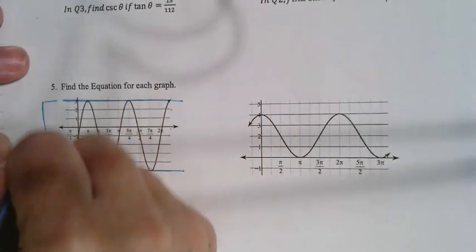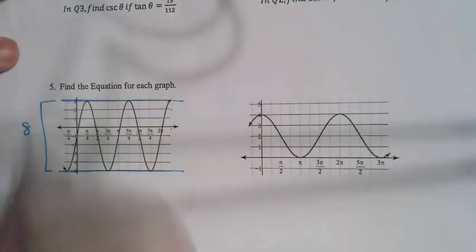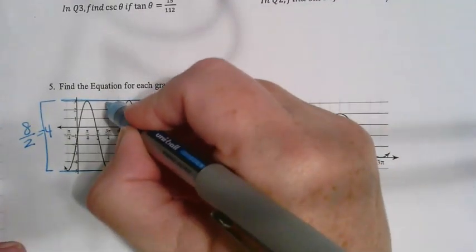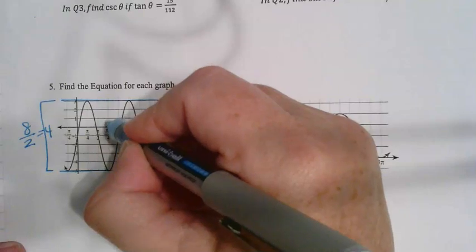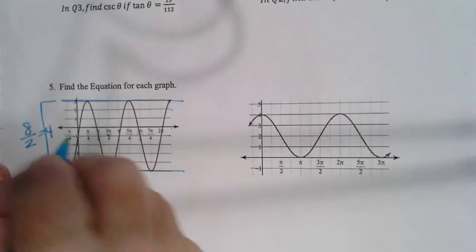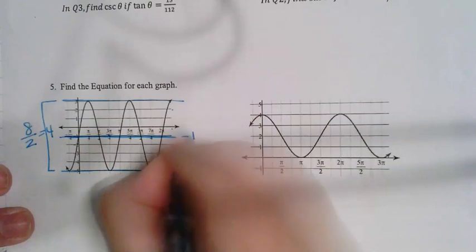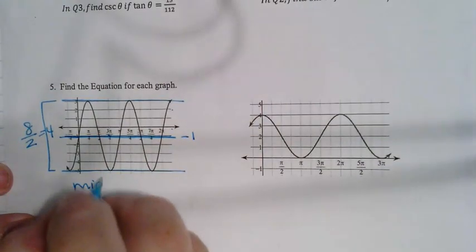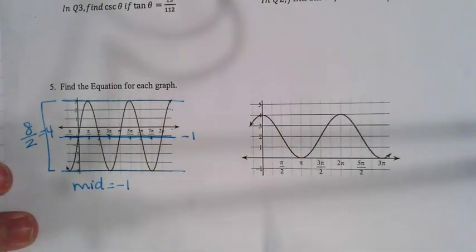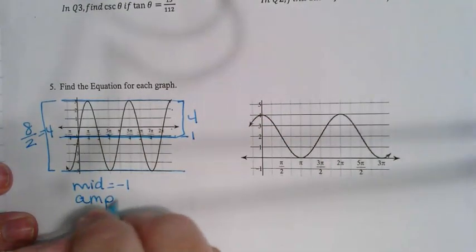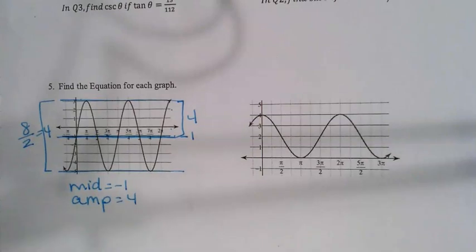So from here to here is 8. And you're going to divide it by 2, and we're going to get 4. So start at the top or bottom, count 4 towards the middle. 1, 2, 3, 4. And I'm going to draw a line right here. So my midline is -1. From here to here is 4, so my amp is 4. Okay, we will have no phase shifts given a graph.